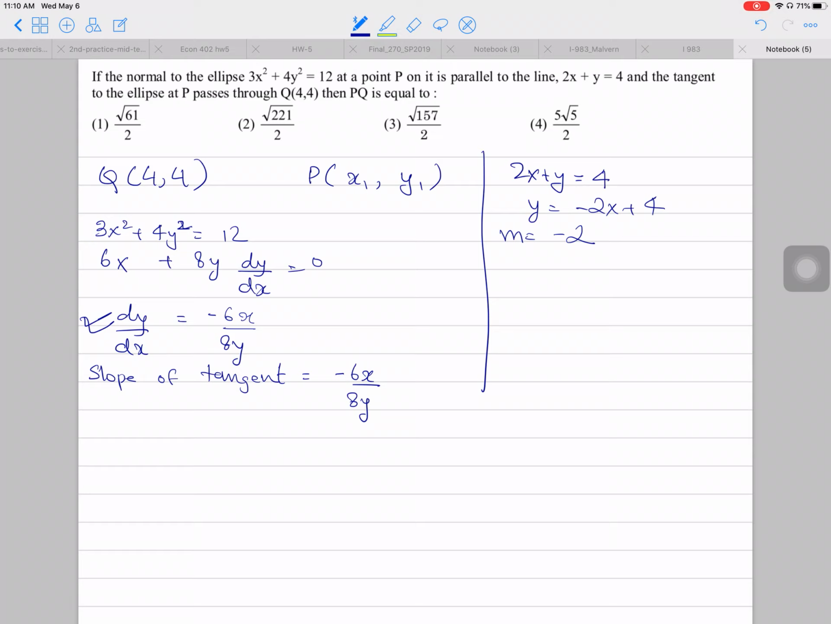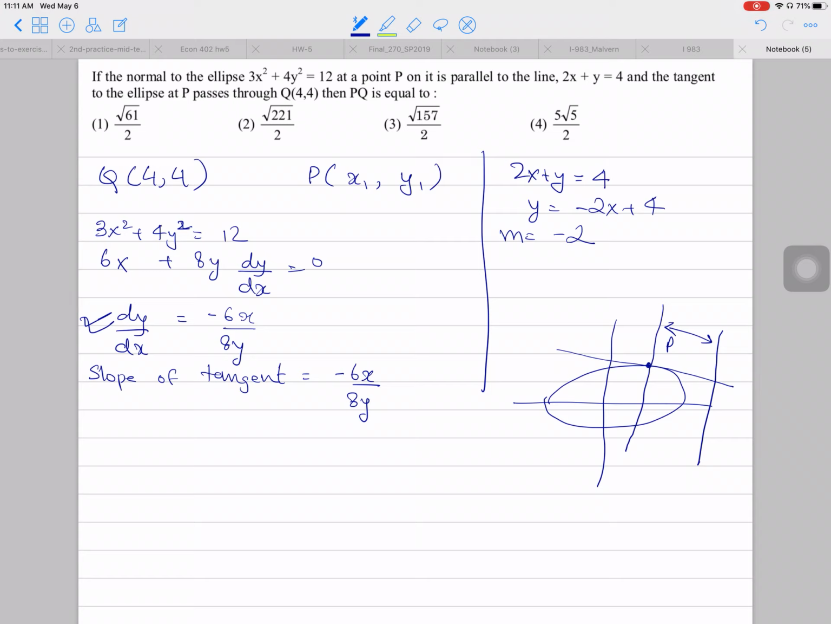So if I were to draw a diagram of this thing, the ellipse would look something like this. Since it is a horizontal ellipse, let us just consider some arbitrary point P. So the tangent at P would be like this, and the normal would be perpendicular to that. And we have one more line that is parallel to the normal. So the tangent and this line are also perpendicular.